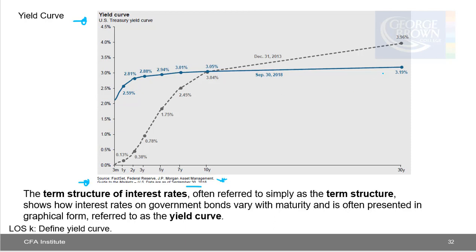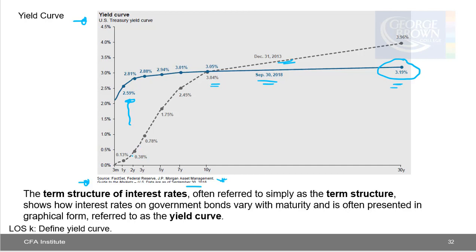So just a couple of things here. You can see that the 30-year rate on a U.S. Treasury as at September 30th was 3.19%. And here's the yield curve, okay, as at September 30th, 2018 in blue. And what they're doing here is they're comparing it against the yield curve from 2013, December 31st, approximately 5 years ago. And you can see that, up to the 10-year rates are fairly similar right now, but the short-term rates have very much increased over the last 5 years.